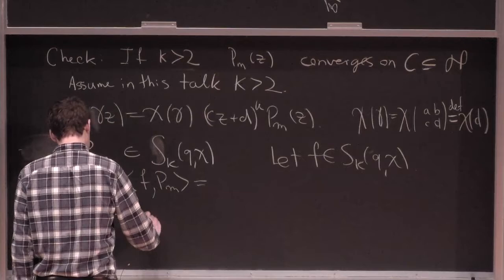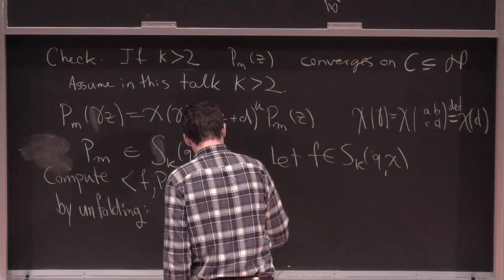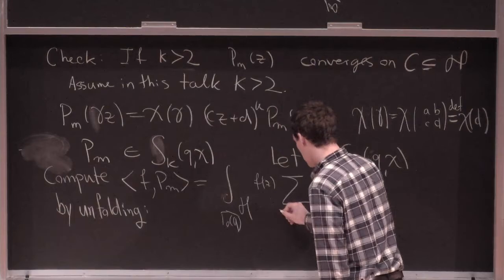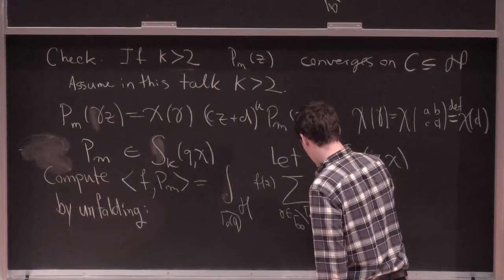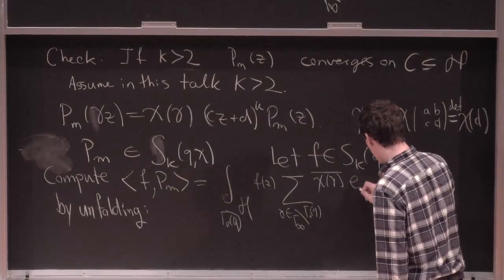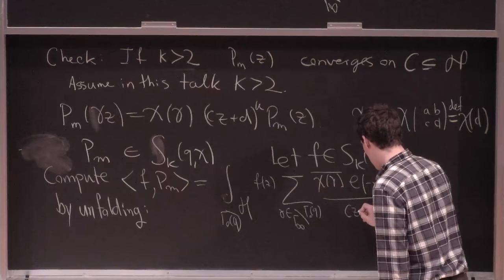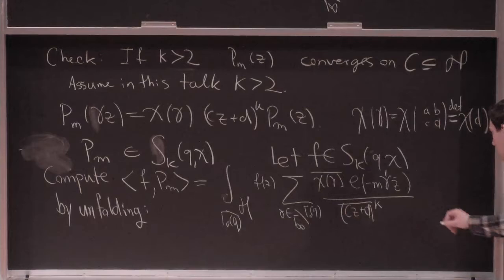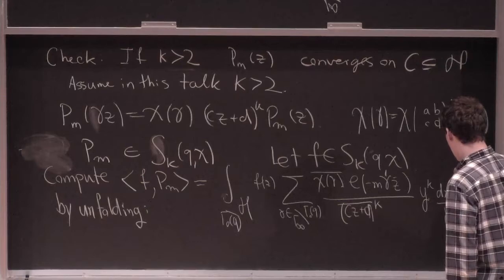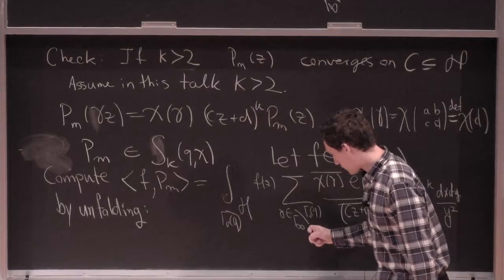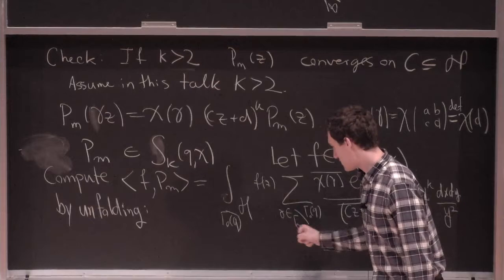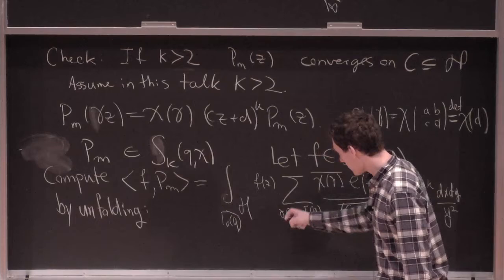So by definition, this is the integral over H mod gamma naught of Q of f of z, sum over the definition, chi of gamma bar e of minus m gamma z bar over cz plus d to the k bar, y to the k dx dy over y squared. Okay. So of course, you see here, we're going to unfold each of these fundamental domains because we're actually summing over a set of representatives for each of the fundamental domains.